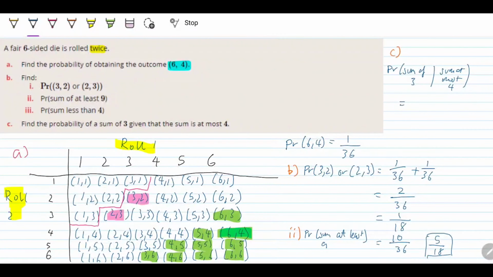So that means we need to look at which ones have a sum of 3. Let's highlight the ones with 3. 2 and 1 makes 3. 1 and 2 also makes 3. This will be 2 divided by at most 4. So we've got 1, 2, 3, 4, 5, 6. So our answer to that one will be 2 over 6. So the probability of the sum of 3, given at most it is 4, will be 2 over 6, which we can also simplify to 1 over 3.